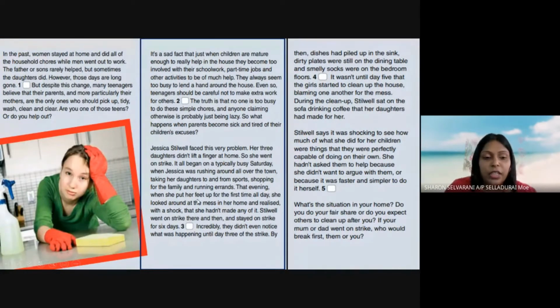Okay, it all began on a typical busy Saturday when Jessica was rushing around all over the town, taking her daughters to and from sports, shopping for the family and running errands. Running errands meaning she goes to the shop to buy things for the house. That evening, when she put her feet up for the first time all day, she looked around at the mess in her home and realized with a shock that she hadn't made any of it.